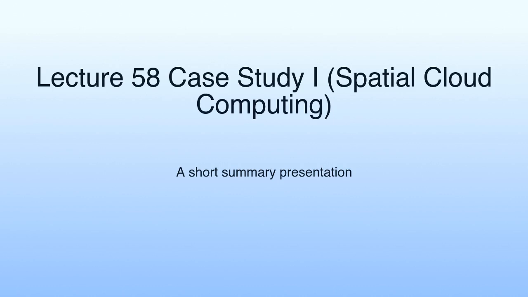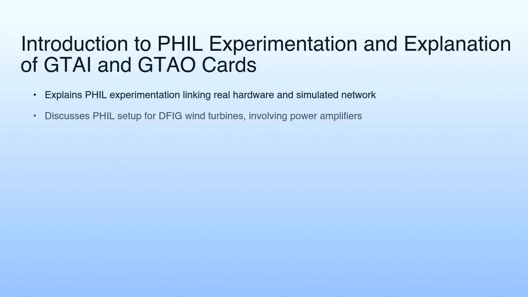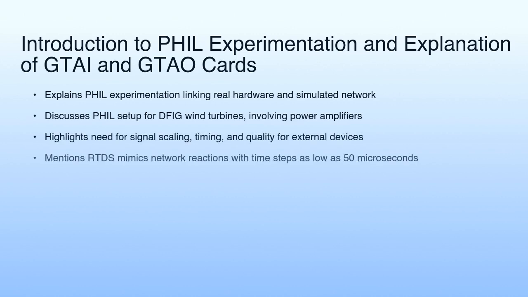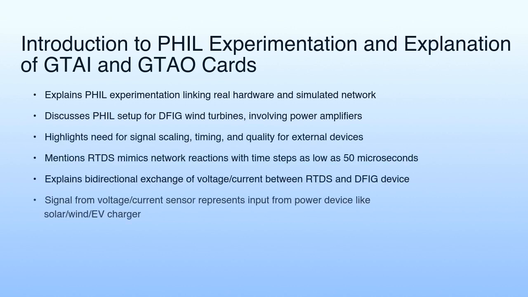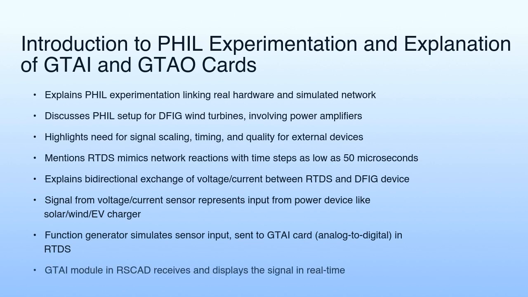Lecture 58 Case Study I Spatial Cloud Computing. The presentation begins by introducing PHIL experimentation, which links real hardware with simulated networks, enabling realistic testing of systems like grid-detected DFIG wind turbines connected via power amplifiers.